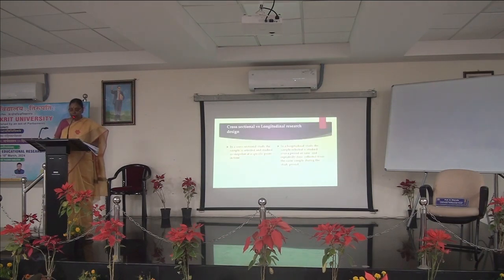Next one is cross-sectional and longitudinal. In a cross-sectional study, the sample is selected and studied as a snapshot, that is across. It's only for a period of 1 year or 6 months, you collect data at a specific point of time. In a longitudinal study, the sample selected is studied over a period of time and repeatedly data is collected from the sample during the study period. These are all mostly done by National Institute of Monitoring Bureau or national institutes periodically collect the data. Next.